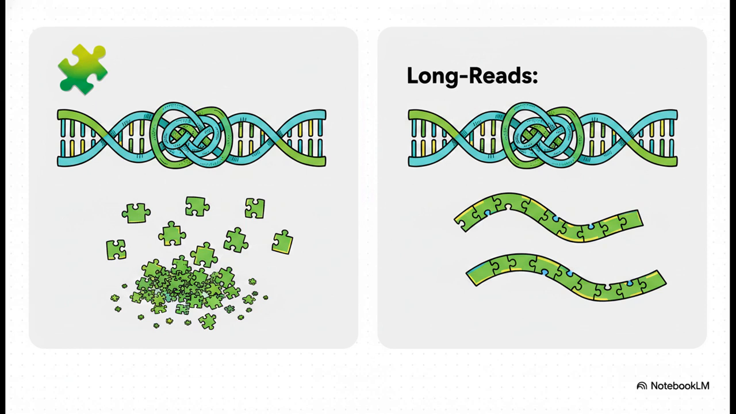Then you have long-read technologies. These are like recovering entire paragraphs or even pages at a time. They just sail right over those complicated regions and solve the puzzle. It's how we finally mapped human centromeres, unlocking parts of our DNA that were basically dark matter for decades. Now, the trade-off used to be cost and error rates, but that gap is closing fast.